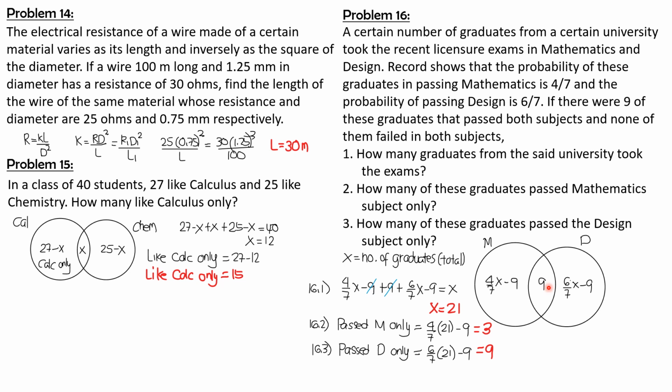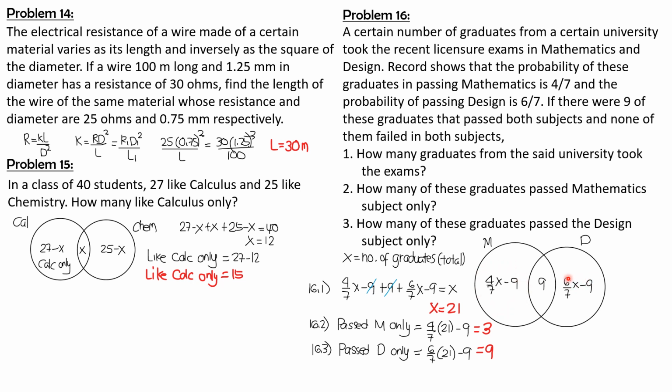Since the total number of graduates taking the board exam is x, those who pass mathematics would be 4 over 7 times x, but those who pass mathematics only is 4 over 7 of x minus 9, where this 9 also passed design. So this represents the passers of mathematics only.